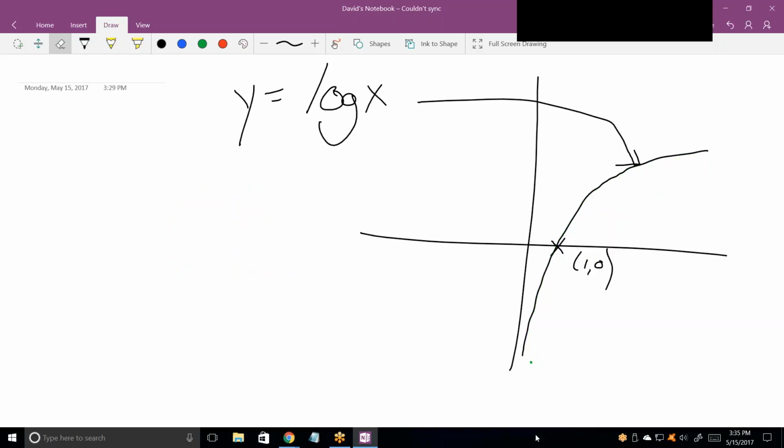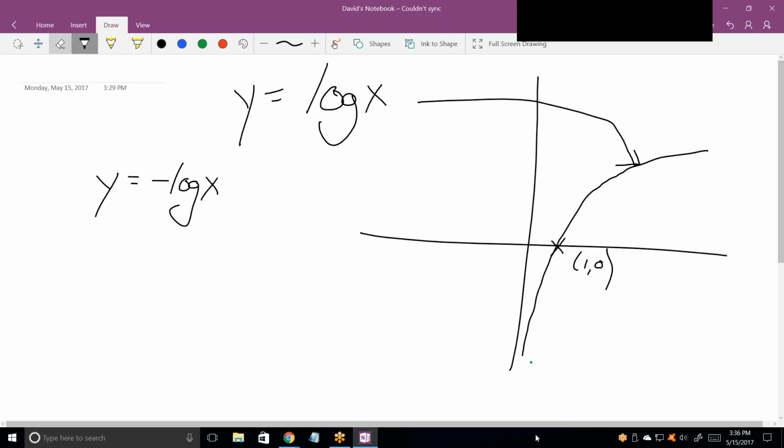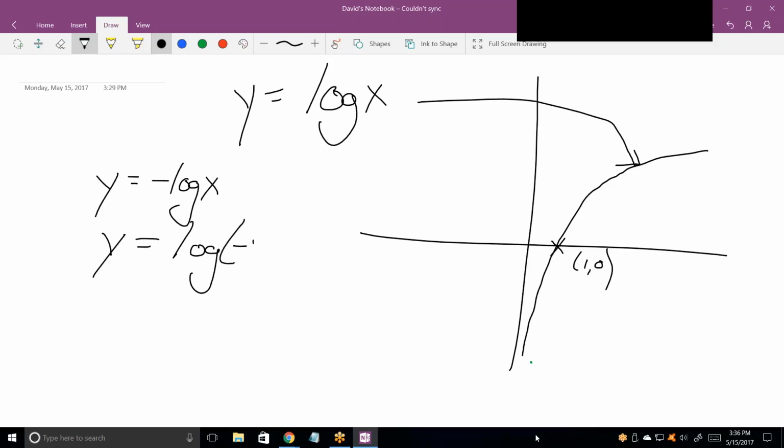So let's look at the simplest one, common log. Now, if I said to you, you want me to go through the 6 transformations for this function? Yeah. What's that going to look like? Reflection over the x. Okay. What's this going to look like? Reflection over the y.